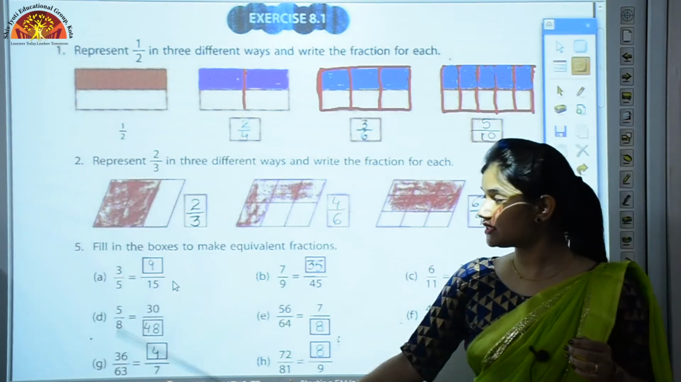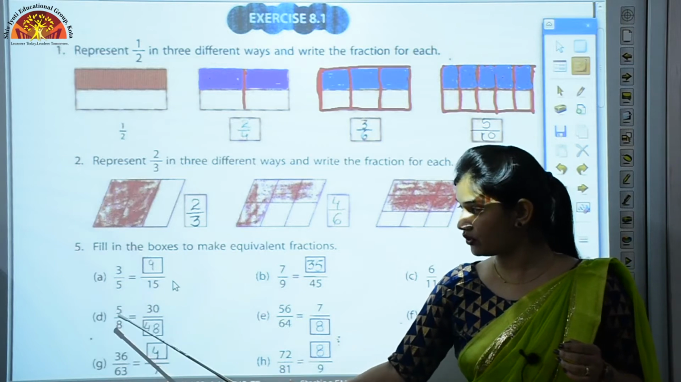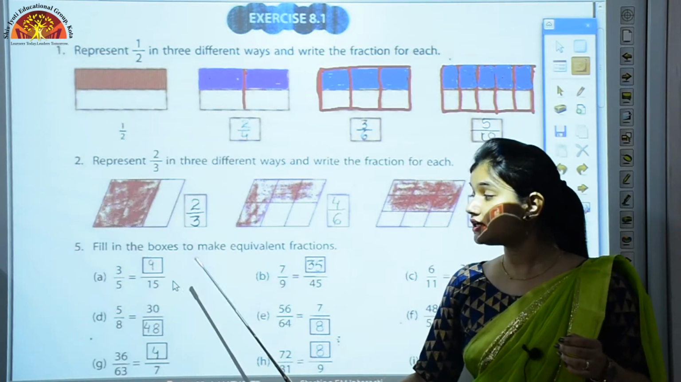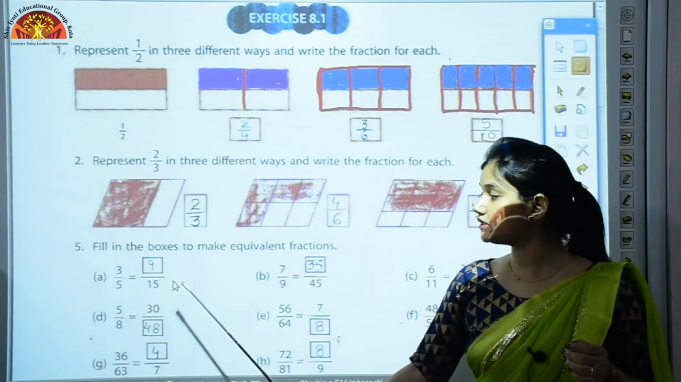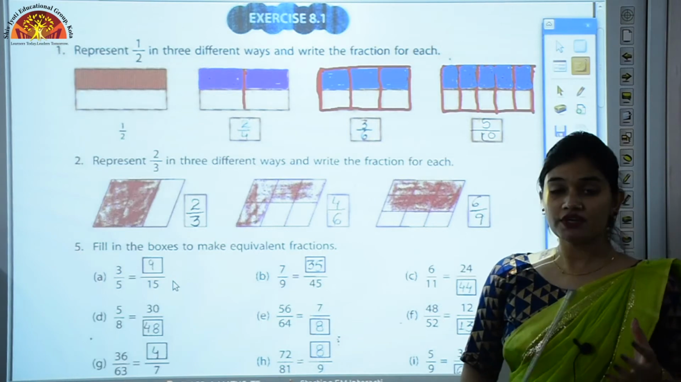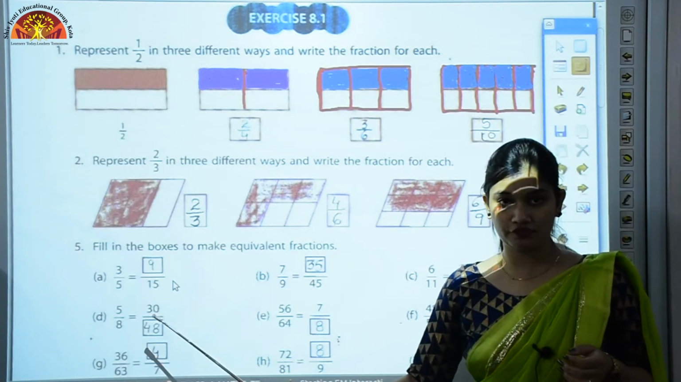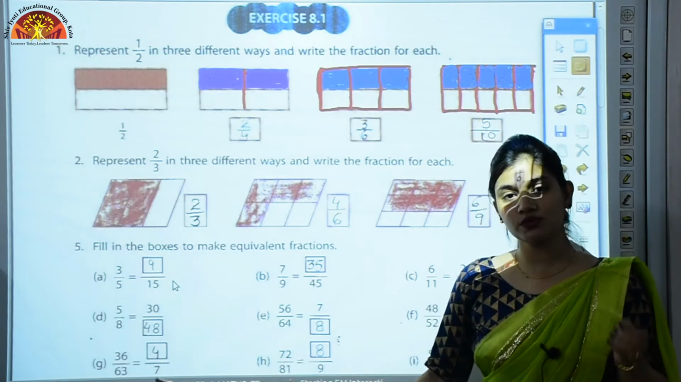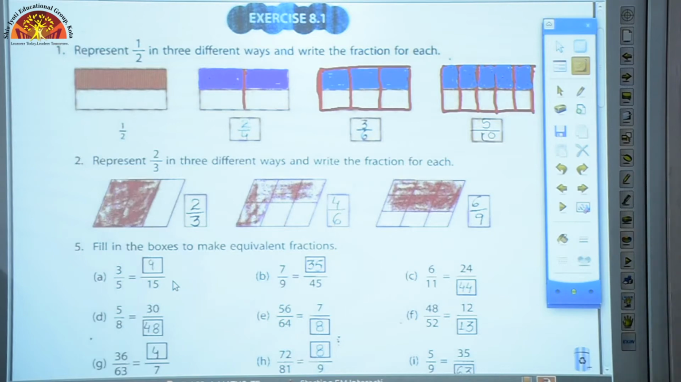So A part you can see students, 3 upon 5. Okay, what is the A part? 3 upon 5 is equals to, in the next part you are observing numerator is blank and the denominator is 15. So you can see students, हमने 5 को एक ऐसे नंबर से मल्टीप्लाई किया है that we are getting 15. It means हमें 3 को भी उसी नंबर से मल्टीप्लाई करना पड़ेगा, right? So just look here students.